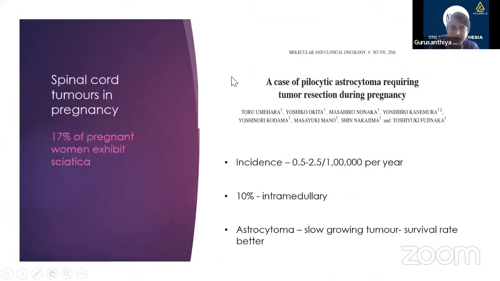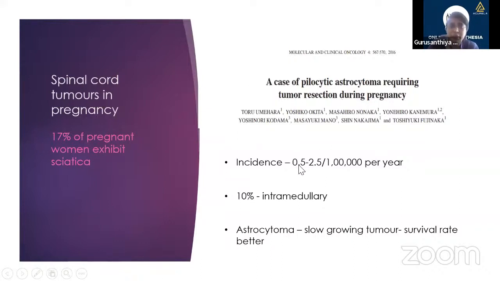Coming on to spinal cord tumors in pregnancy, 17% of pregnant women usually exhibit a lumbar sciatica. This doesn't mean that the patient has a cervical cord tumor, but there are case reports where patients had numbness or sciatica, later diagnosed to have a thoracic, cervical or lumbar spinal cord tumor following pregnancy.